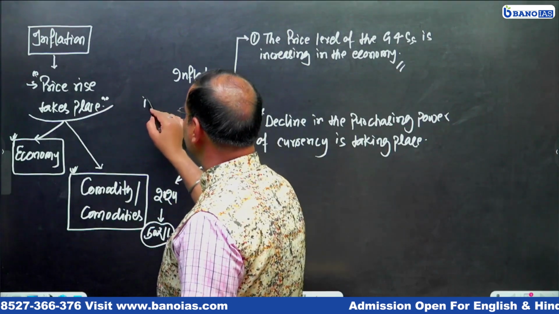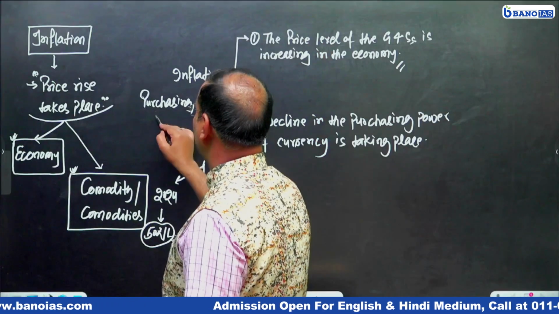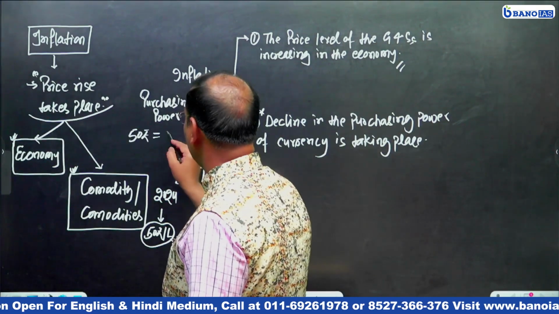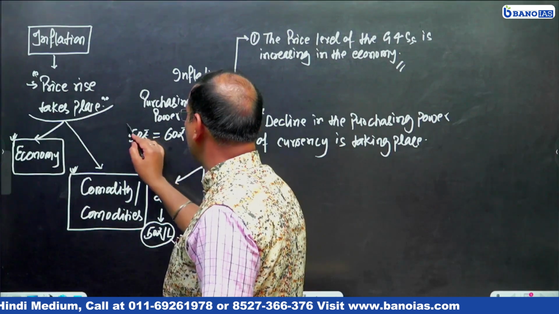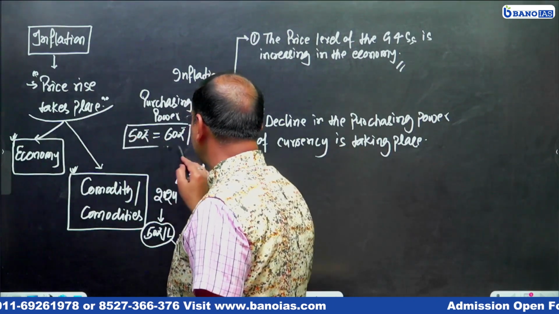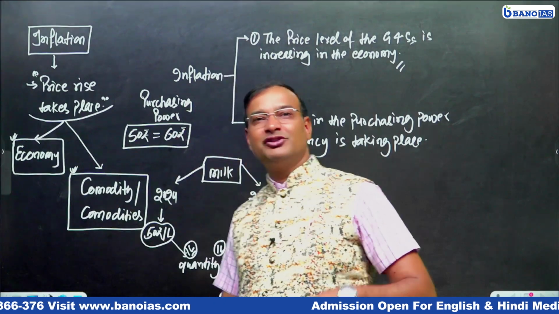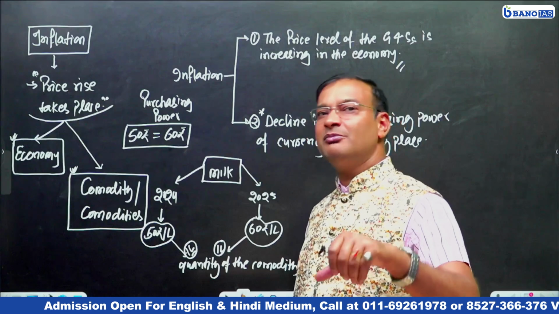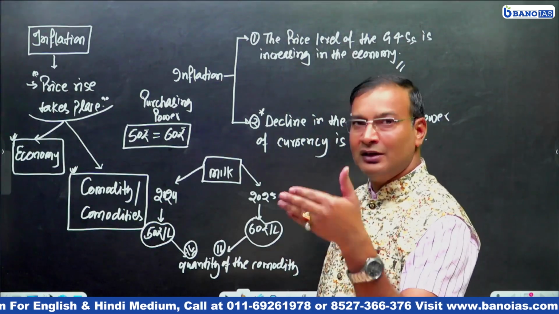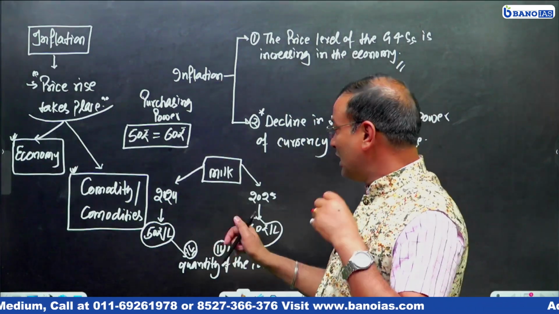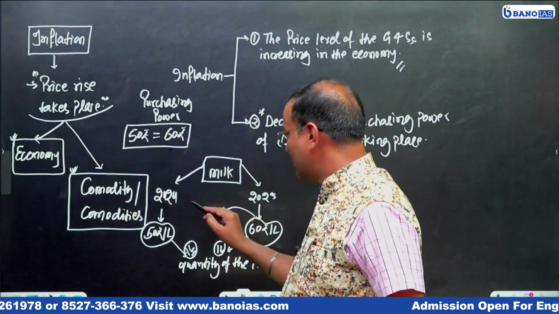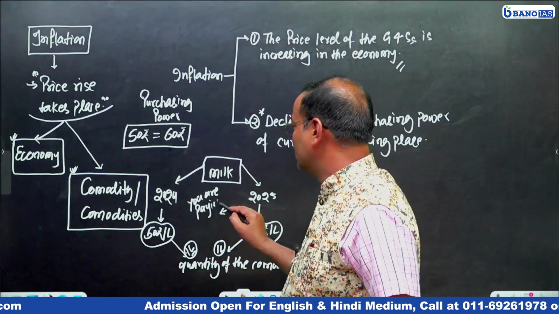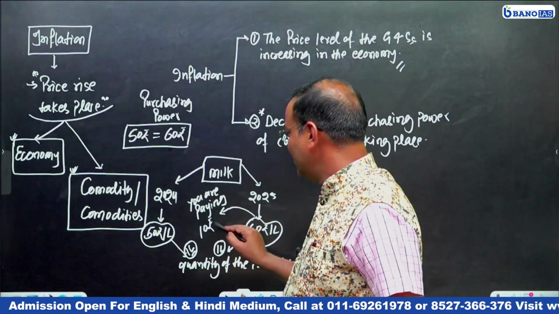So how can we understand this? The purchasing power of the 50 rupees now is equal to how much? 60 rupees. Or rather, the purchasing power of the 50 rupees earlier was higher than that of the 60 rupees. Getting my point? Because now you are paying 10 rupees extra.